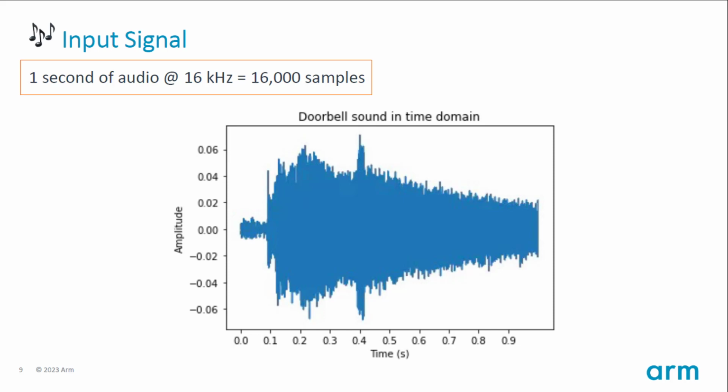Okay. And the next step is how to get that 49 by 40 input to the model. So here you can see I recorded a doorbell sound at my house, and this is what 1 second of audio looks like for a doorbell sound in the time domain, and it's using a sample rate of 16 kilohertz.